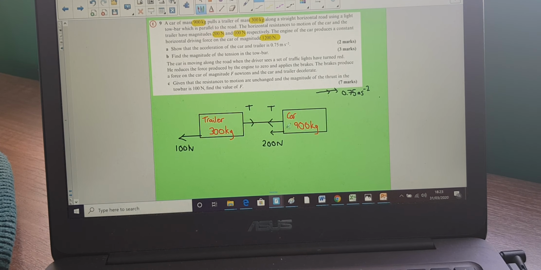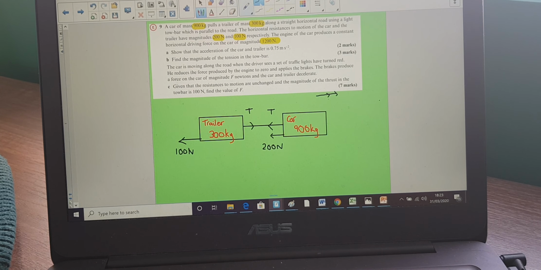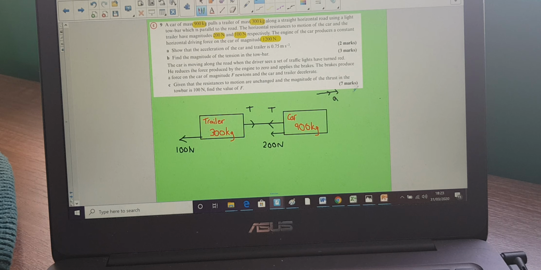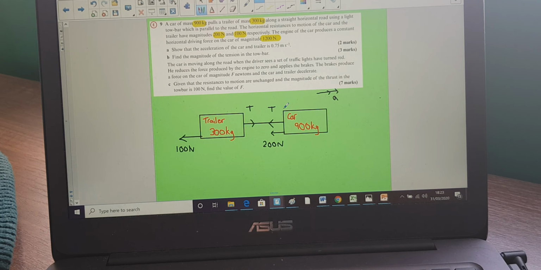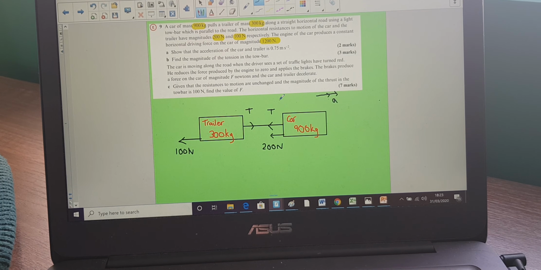So this car's slowing down quickly. That means the acceleration is going to be changing, so I can't keep that acceleration here. I'll just call that A for now, yeah? The brakes produce a force and the car and the trailer decelerate. So it's going forward with A, and because it's decelerating, I'm expecting that value of A to be negative. Now, the force is acting against it, isn't it? There's a force acting on the car because of the brakes, acting against it.